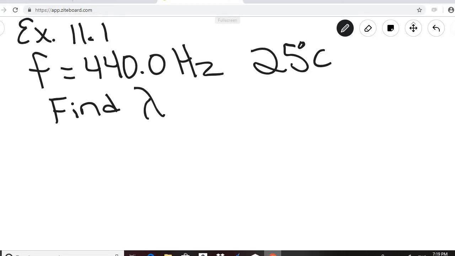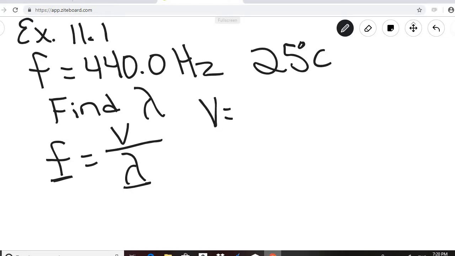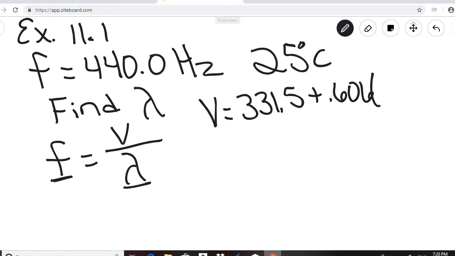Okay, so we know that frequency is equal to velocity divided by wavelength. So we are told the frequency. We want to find the wavelength, but to do that we need to first determine what velocity is. So our formula for velocity is 331.5 plus 0.606 times 25, and this is all going to be in meters per second. Okay, so velocity will equal this plus this, and you should get 347 meters per second.